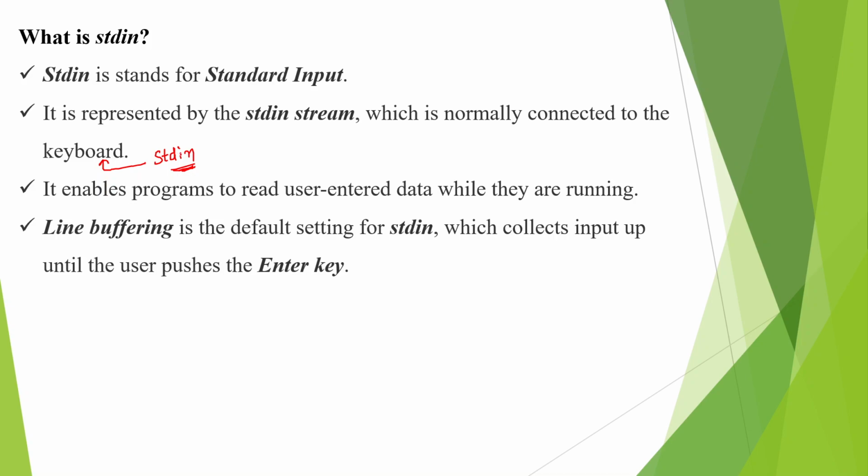Okay, line buffering is the default setting for standard input. What does it mean? In the sense, at what point will it stop the reading process? With line buffering, a new line character will act like a terminating point for that stream. Whenever you are reading some data, after inputting the data, we push the enter key, isn't it?